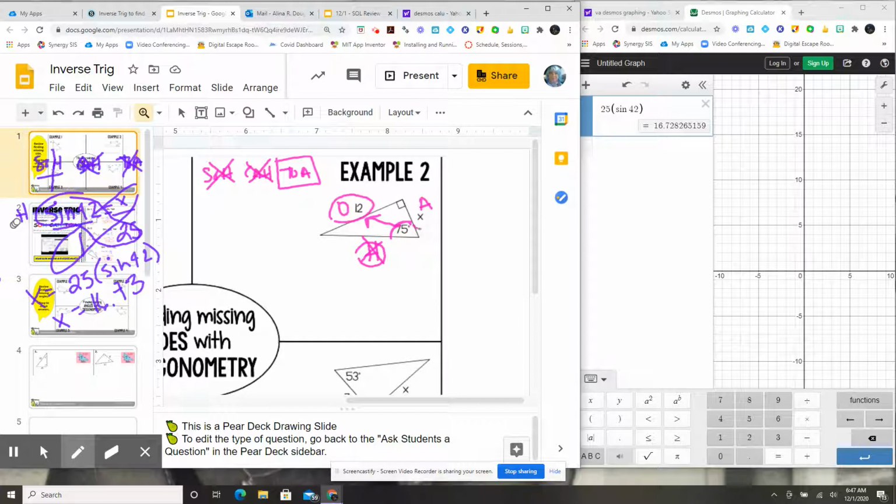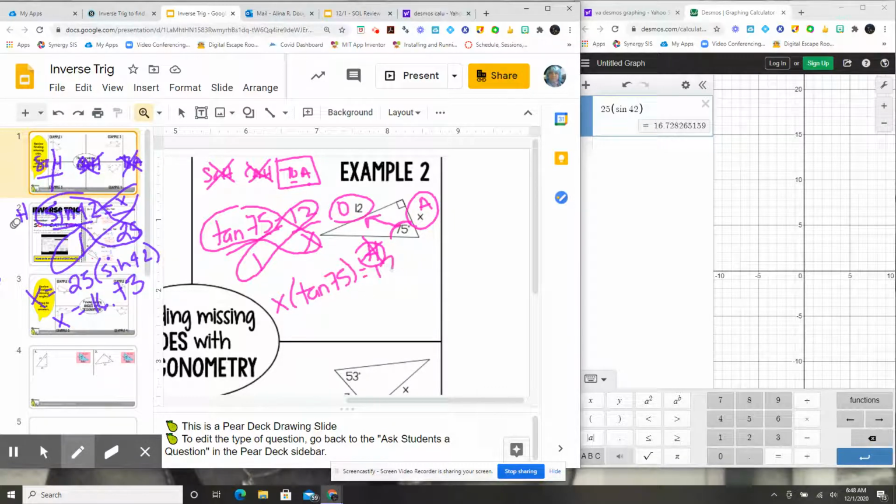I have the O and I have the A. So we're going to do tangent of the angle, tangent of 75 equals O over A. So the first letter is always your numerator, and the second letter is always your denominator. Red flag should go off in your head right now because we've got an X in the denominator. So remember, tangent of 75 is just a decimal. When you put it into the calculator, it's going to give you a decimal. So X times tangent of 75 equals 12.